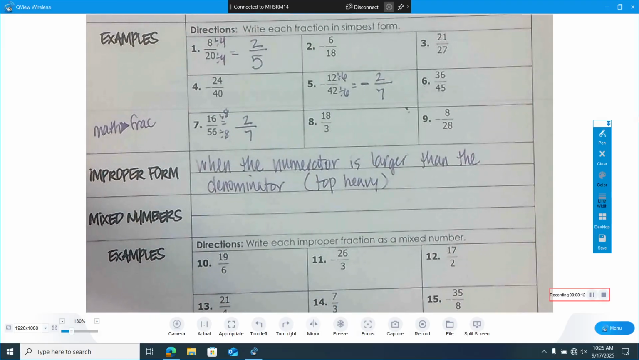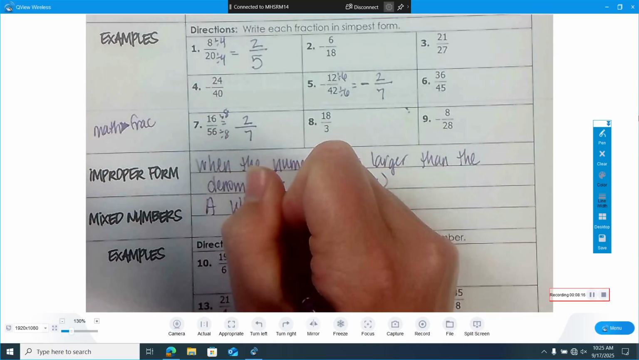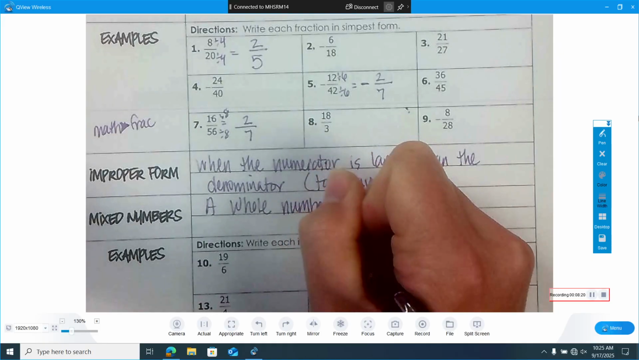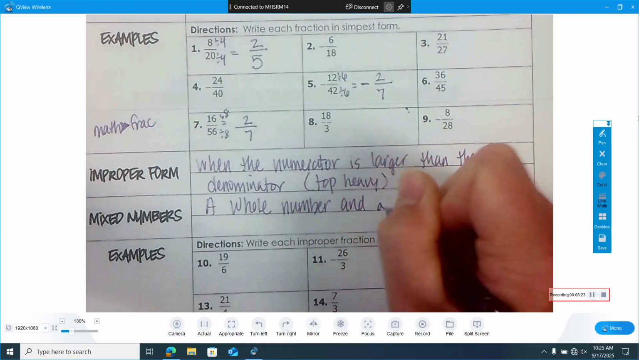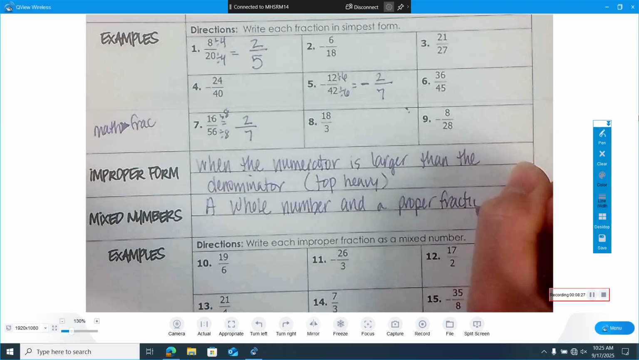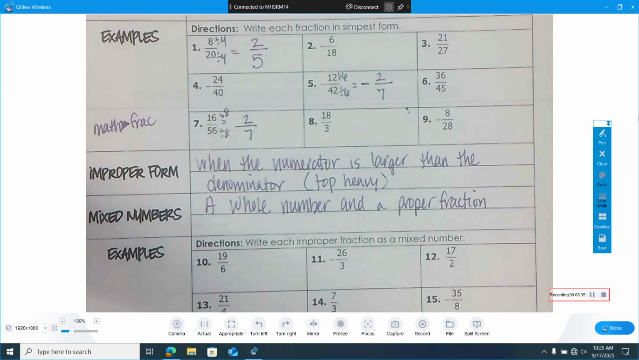Mixed numbers. A mixed number is a whole number and a proper fraction. A whole number and a proper fraction. So a proper fraction means that it's not larger on top.